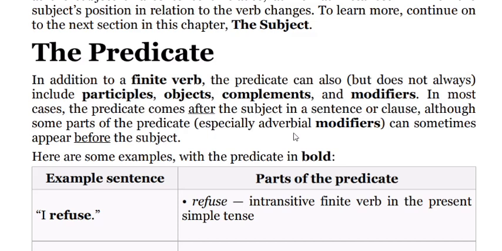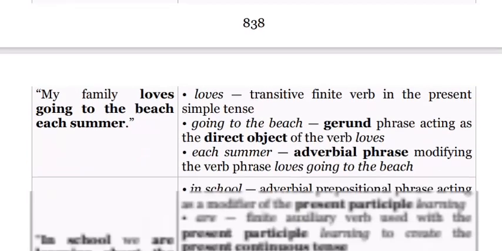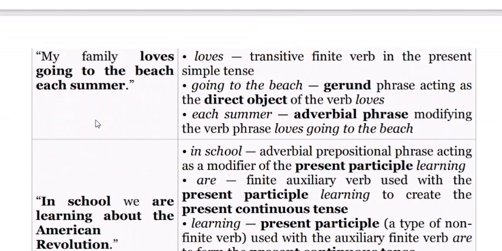Here are some examples with the predicate in a bold color. I refuse. Okay, parts of the predicate. Refuse: intransitive verb, finite verb in the present simple tense. My family loves going to the beach each summer.